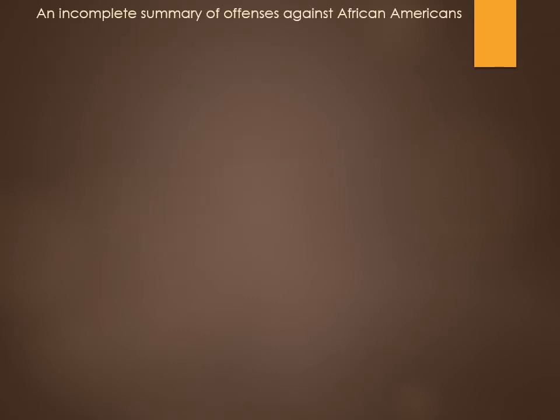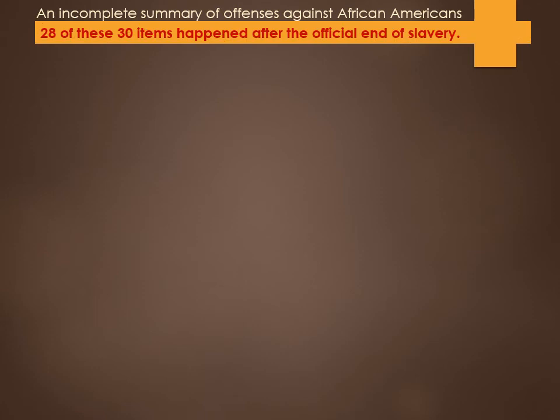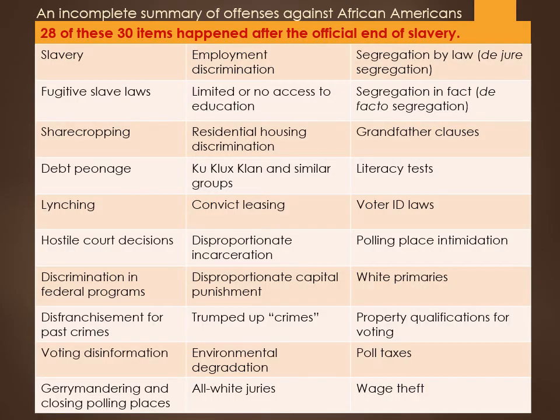Now, let's just get a quick summary of the kinds of offenses that were brought against African Americans. Now, I want to point out that there are 30 items on this list, and 28 of them happened after the official end of slavery. So, you know, when people say, well, slavery's been over with for 150 years, what are you complaining about? Well, there are plenty of things we're complaining about, because most of these offenses, most of these racial injustices were instituted after the end of slavery in 1865 and thereafter.